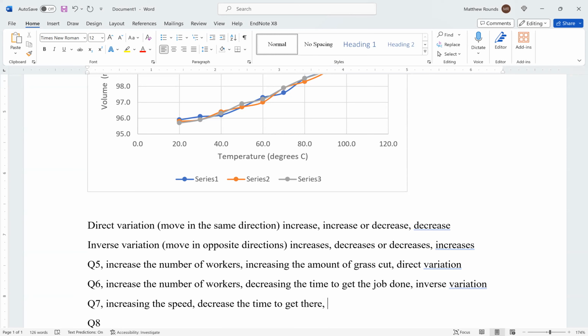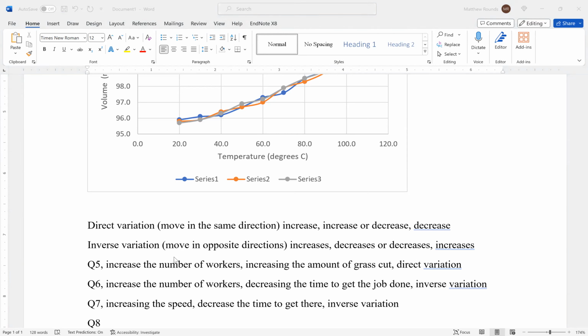Are those going in the same direction or opposite directions? They're going opposite directions, so that's a decrease. Oh, I'm sorry, inverse variation. All right, so if you've got access to question 8, go ahead and look at it.